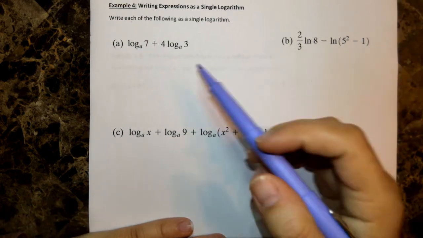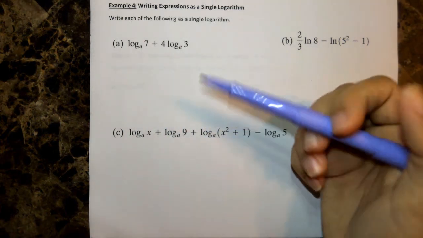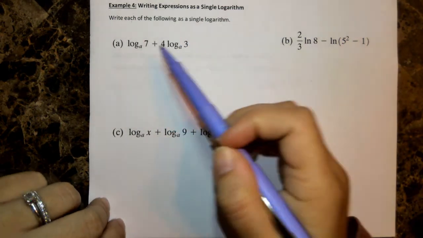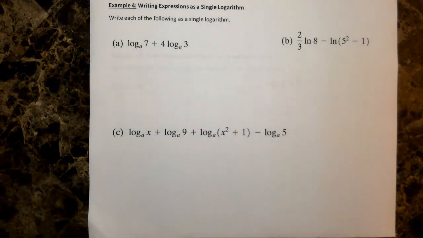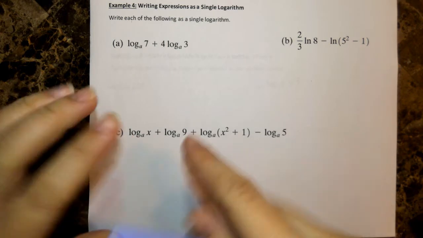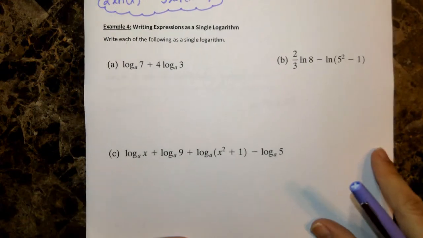So example number 4, it gives us 2 logarithms, and this time we're rewriting it as a single logarithm. So I have 2 logarithms. I want to write it as just 1 logarithm. So we're working backwards now. Now it wants me to condense it. Instead of expanding my logarithms into separate ones, it wants me to condense it into a single logarithm if possible.